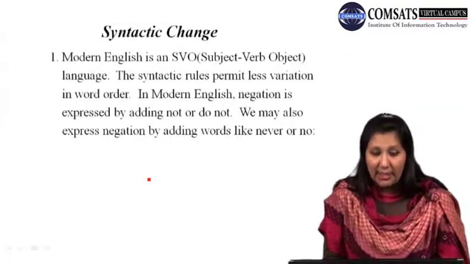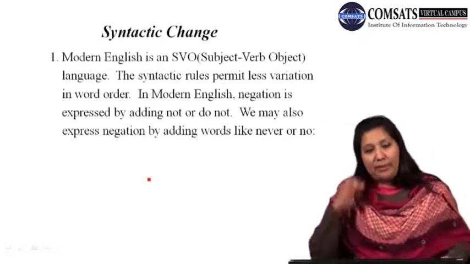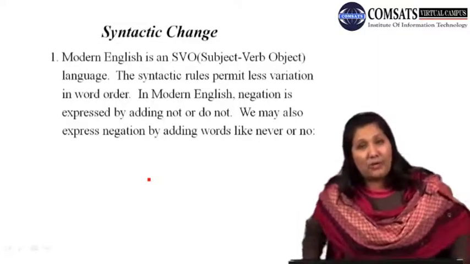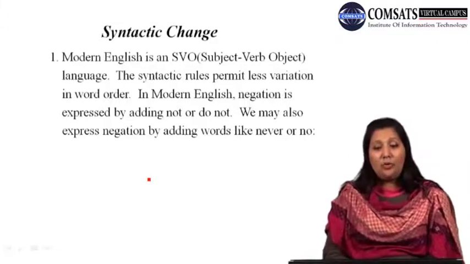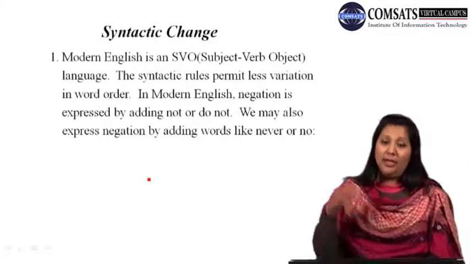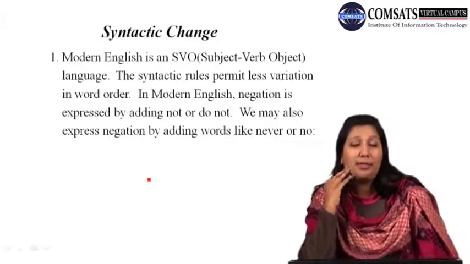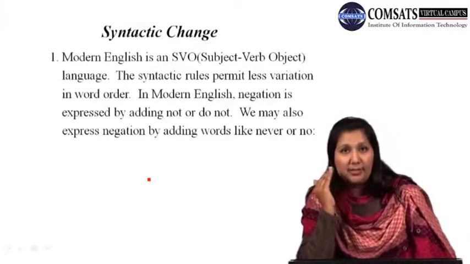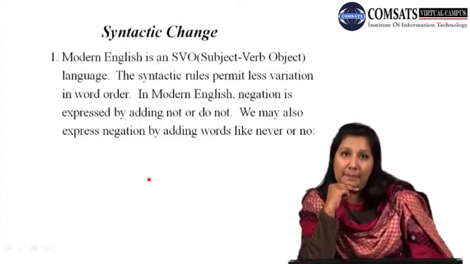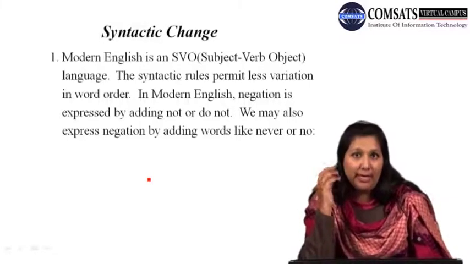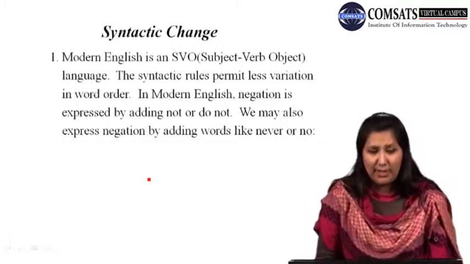In Modern English, negation is expressed by adding not or do not. We are saying it's a very strict language of subject, verb and object. The syntactic rules, meaning the grammatical rules, permit very little variation because, as we have already discussed, the more modern we are being, the more rigid and specific we are being about certain things.